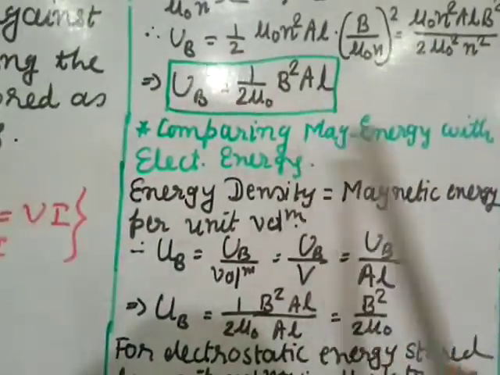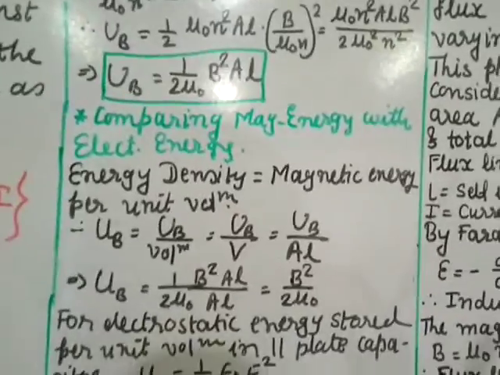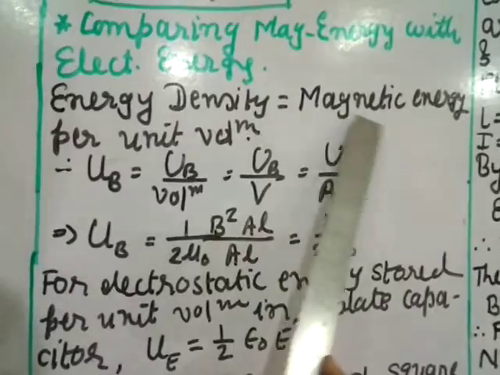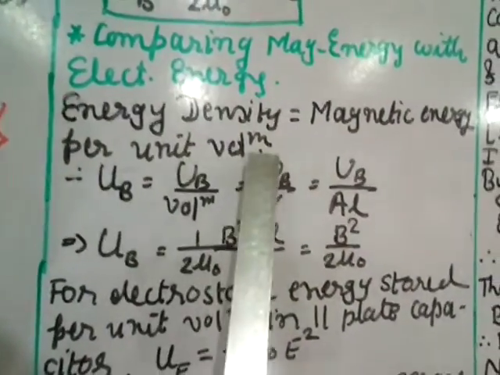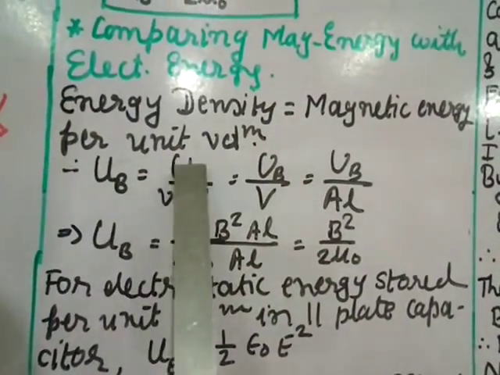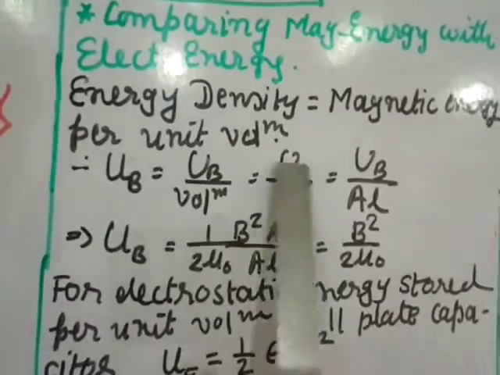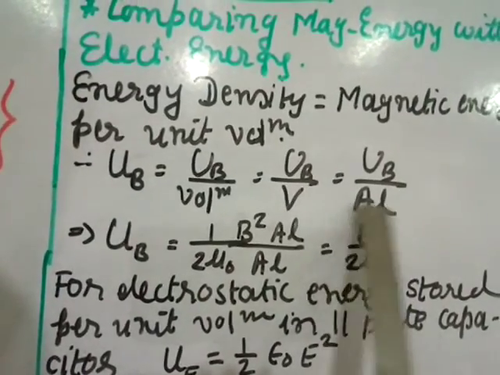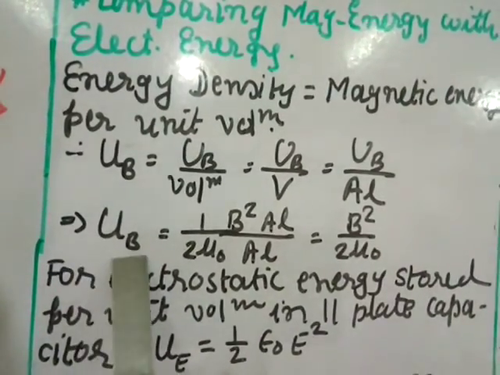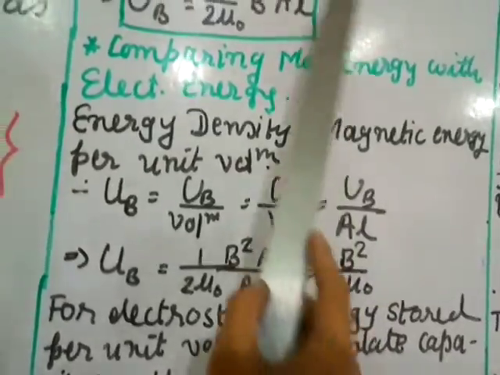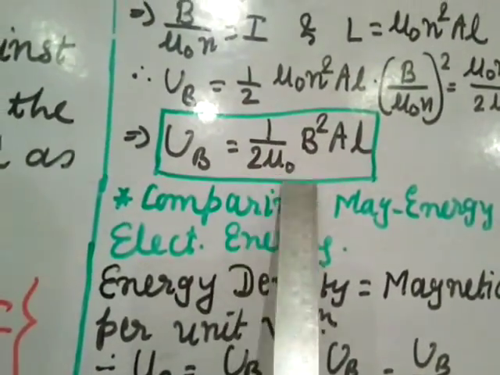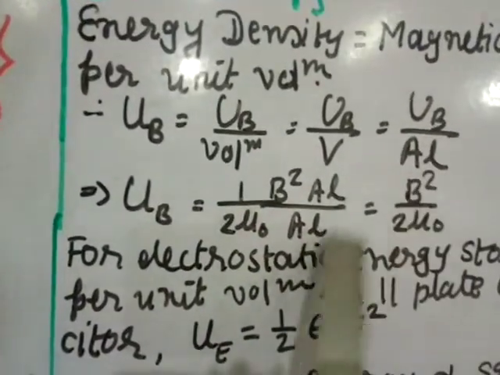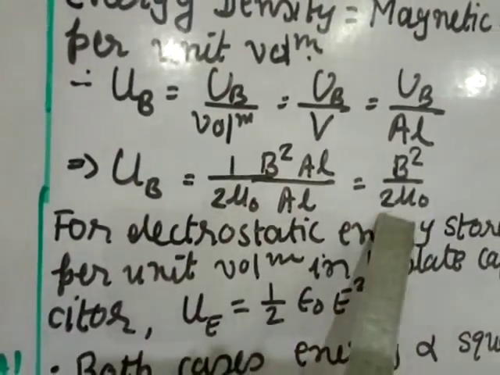Next we have got a comparison between magnetic energy and electrostatic energy. Energy density is given by magnetic energy per unit volume. That is small uB is equal to capital UB divided by volume V. V is area into length, here A into l. And we'll put the UB value from here, 1 by 2 mu naught B square A l. So A l cut, so you get B square by 2 mu naught.